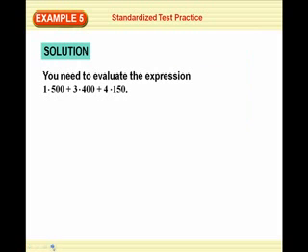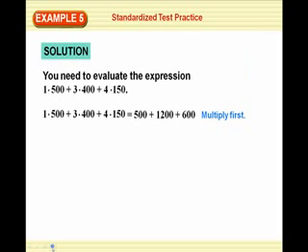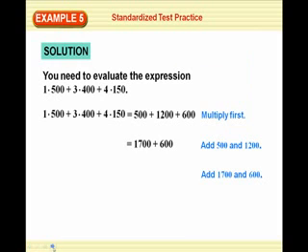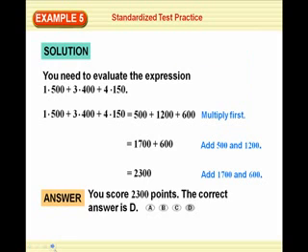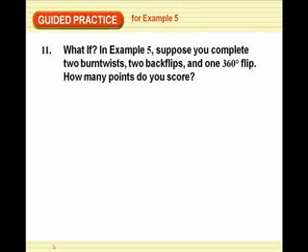So there's our expression. Notice they multiplied to get their 1200 and their 600 just like we did. And you can add in any order. Notice they added some other numbers first, but we ended up with the same answer. So the answer is D.